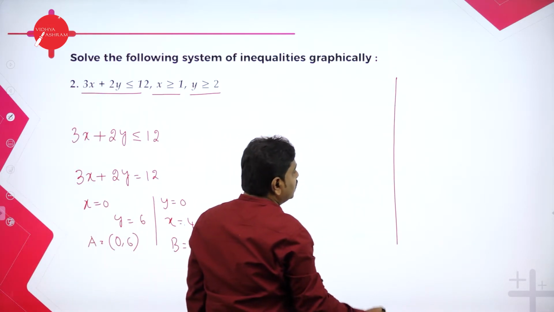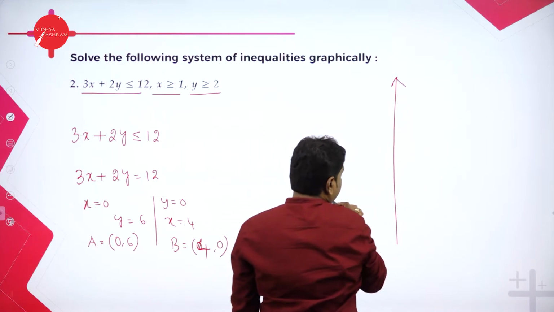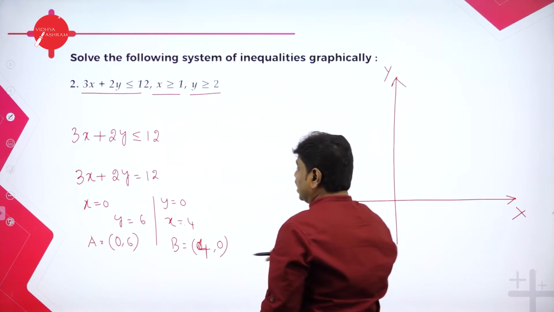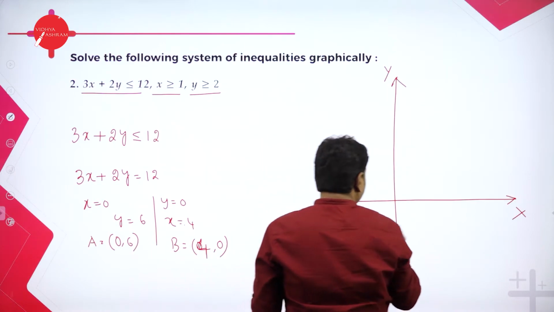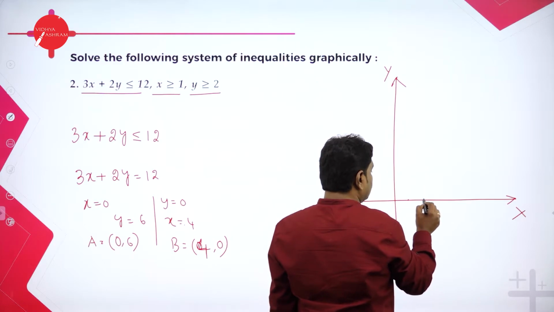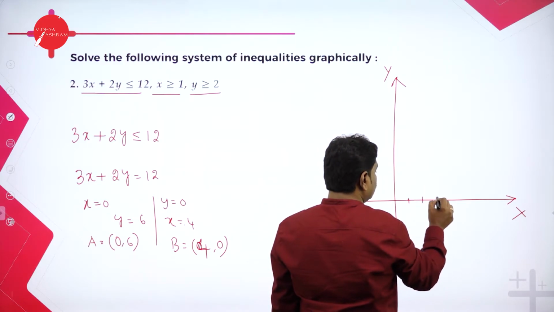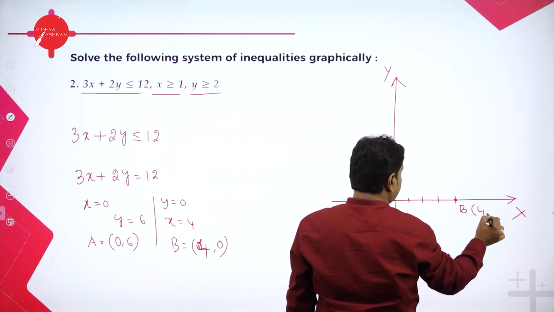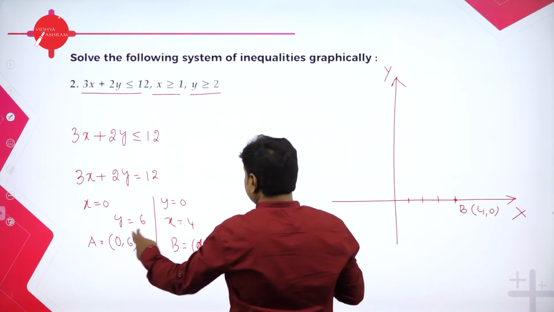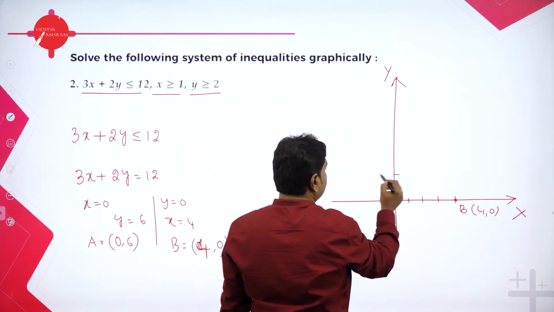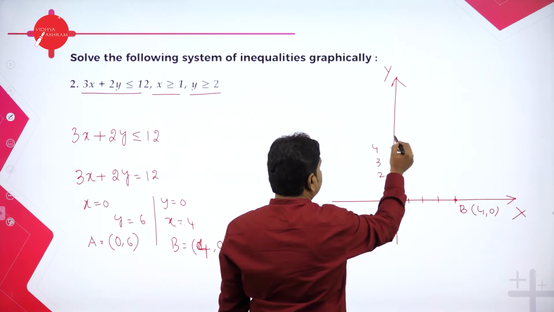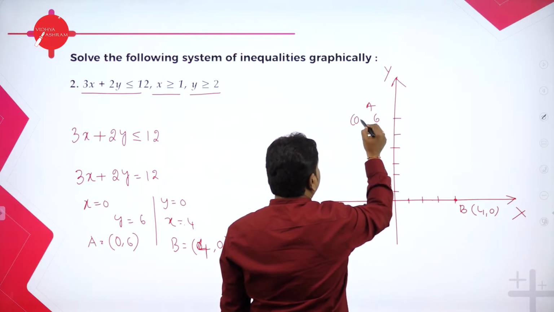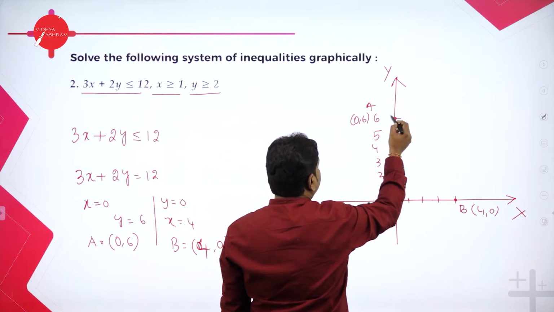To draw any line, we need 2 points. One is on the x axis, one is on the y axis. So this is the x axis and this is the y axis. On the x axis this is 1, 2, 3, 4. On the x axis we got point B, which is (4, 0). On the y axis we got 1, 2, 3, 4, 5, 6. So this is A, which is (0, 6). Now you draw a line between these two.